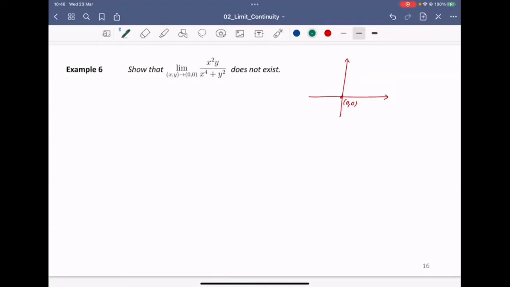Good. Let's do y equal to x, everyone. The limit as (x,y) go to (0,0) on y equal to x. This is what you want to do, with x squared y over x to the fourth power plus y squared here. So you're going to plug in everything. This means x squared times x, and then x to the fourth power plus x squared. Is it good?